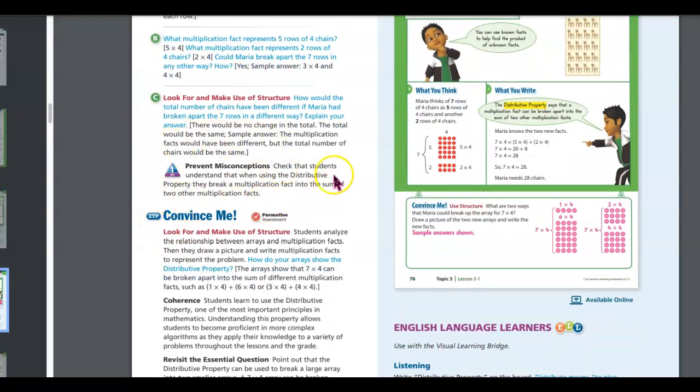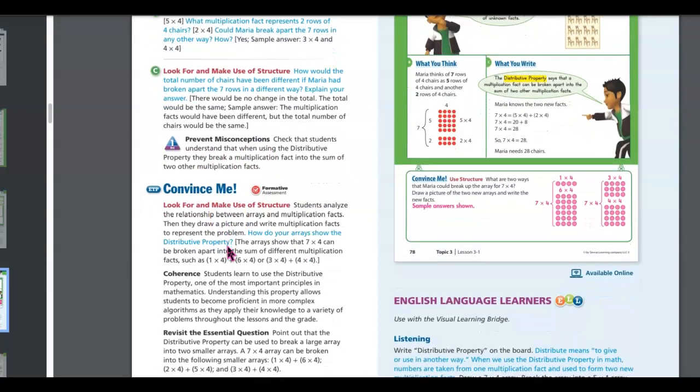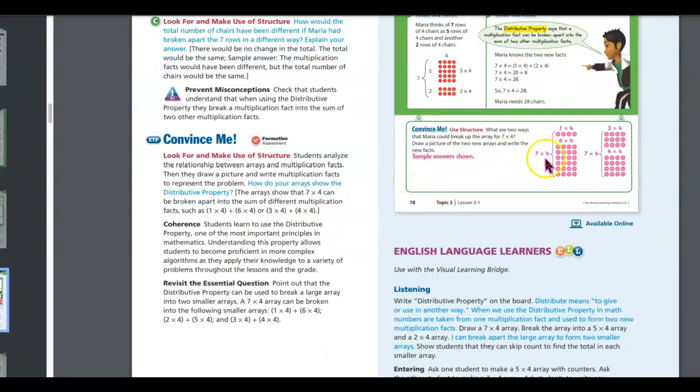If there are any misconceptions that have already been identified with whatever strategy you are trying to teach, you will see a prevent misconceptions. That way you can check students' understanding and make sure that they're not falling into this category. Then you have the convince me part. On the convince me, this is where students are going to work and answer a problem here that goes along with whatever they talked about up here at the top.